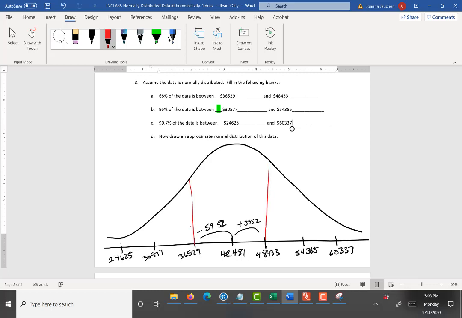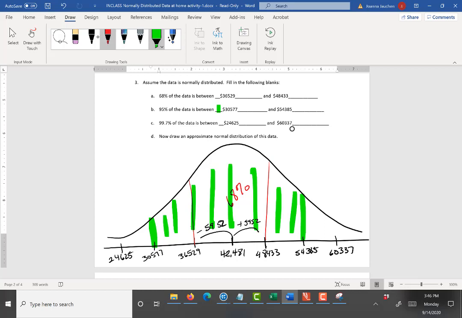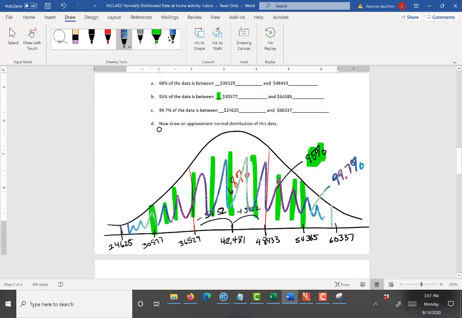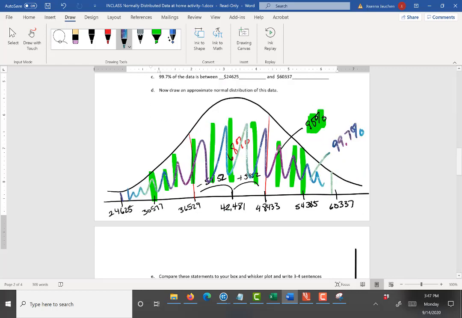And then I'm going to draw in what I know. Same thing that I just did. This is 68%. This is 95% in green. And then I guess we'll do this blue. This rainbow blue is 99.7%. And there's the normal distribution of this data, right? And again, it's approximately normal. I kind of have made this perfect. I've smoothed out the curve to kind of picture this.